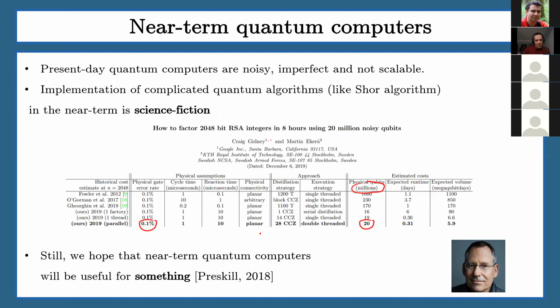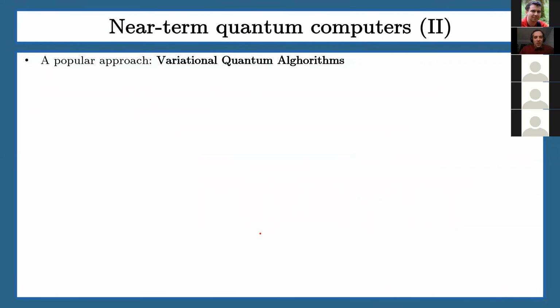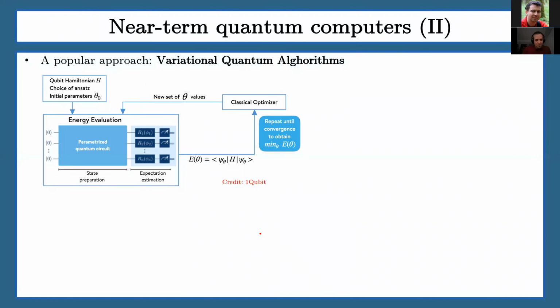Still, we hope that those near-term quantum computers will be useful for something. This was advocated, among other people, by John Preskill in his nice paper from 2018. I just want to outline one proposal for the usefulness of quantum computers in the near term. These are variational quantum algorithms. Let me sketch for you what they are.